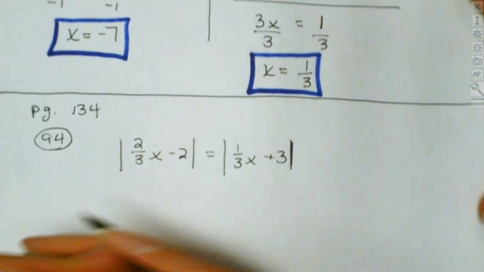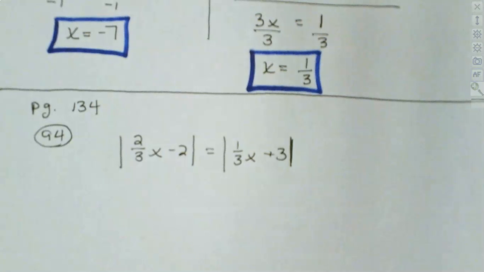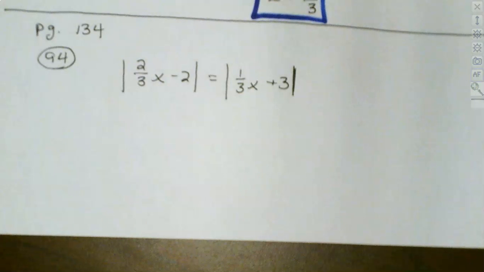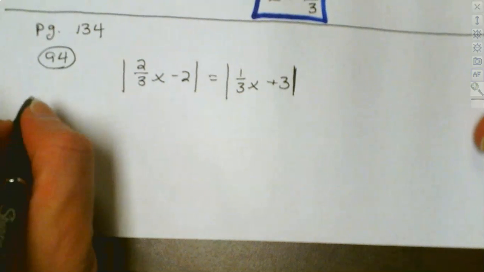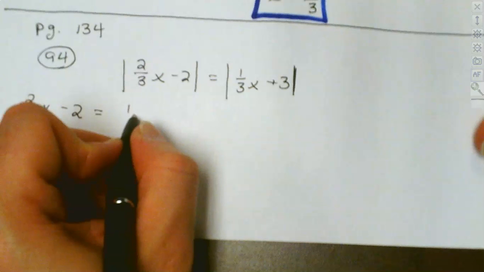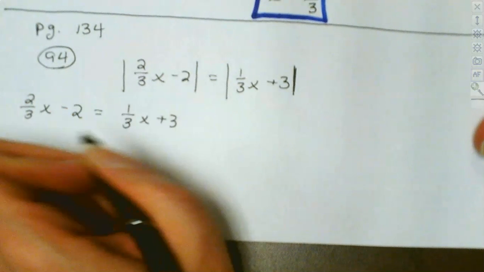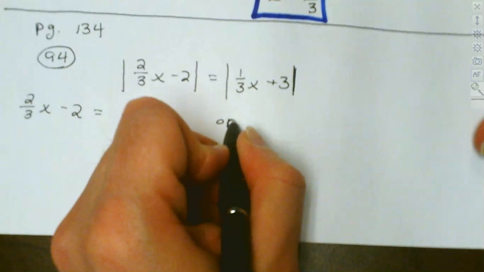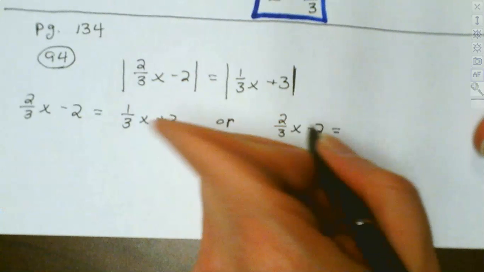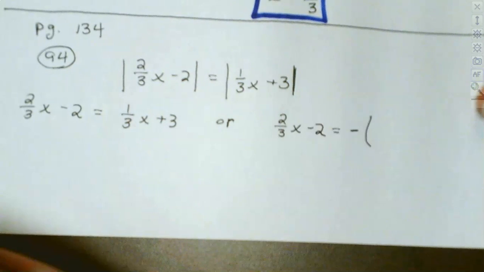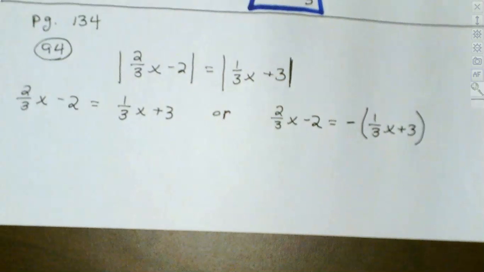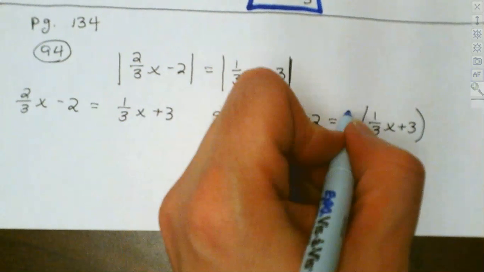So both sides are absolute values. We are going to have to clear our fractions. So how many equations are we going to get? 2. What's my first one look like? 2/3 x minus 2 equals 1/3 x plus 3. What about the other one? 2/3 x minus 2 equals, use a negative here, parentheses, 1/3 x plus 3. And that negative is going to have to be distributed through.